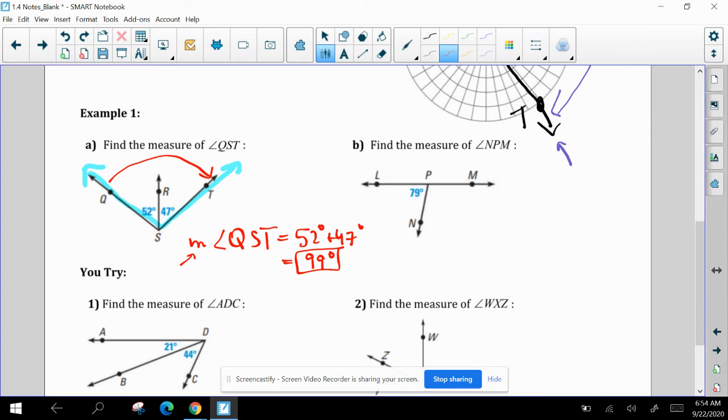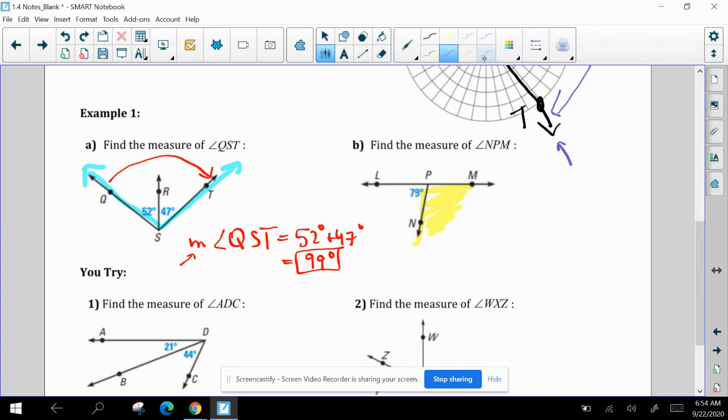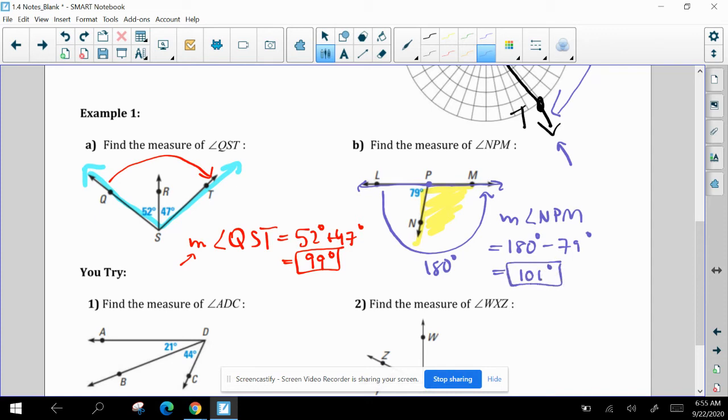Now in example B, they said find the measure of angle NPM. Before I do anything else, I'm going to grab my highlighter. So NPM, they're talking about this. What I'm noticing is the straight angle that they showed me, because they have a straight line. So ray PM is opposite of ray PL, so this is 180 degrees. To figure out the measure of angle NPM, I need to find the difference between the 180 degrees and the 79 degrees that I don't want to include in my angle. That gives me a measure of 101 degrees.